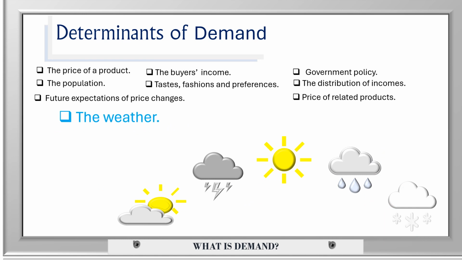The weather is a determinant of demand. The seasonal and weather conditions affect the market demand for various commodities. For example, during winters, demand for woolen clothes and jackets increases, whereas market demand for raincoats and umbrellas is likely to increase during the rainy season.